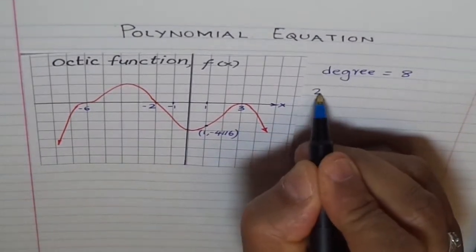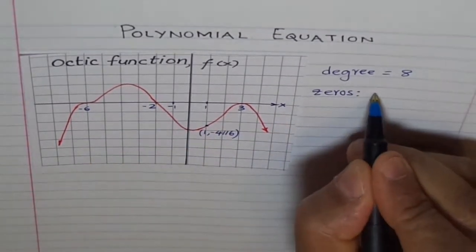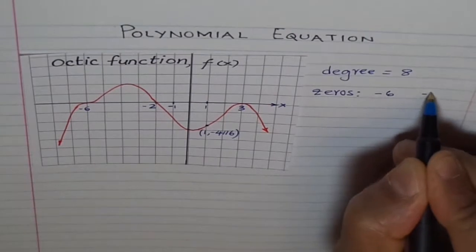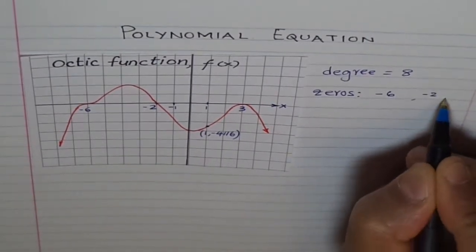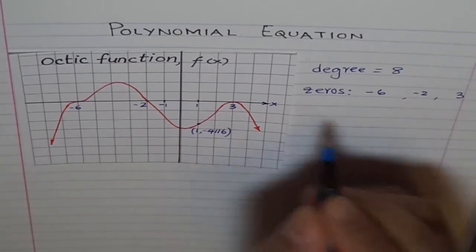So let's write down our zeros. So what are the zeros? Zeros are at -6, -2 and at 3. Now what is their order?